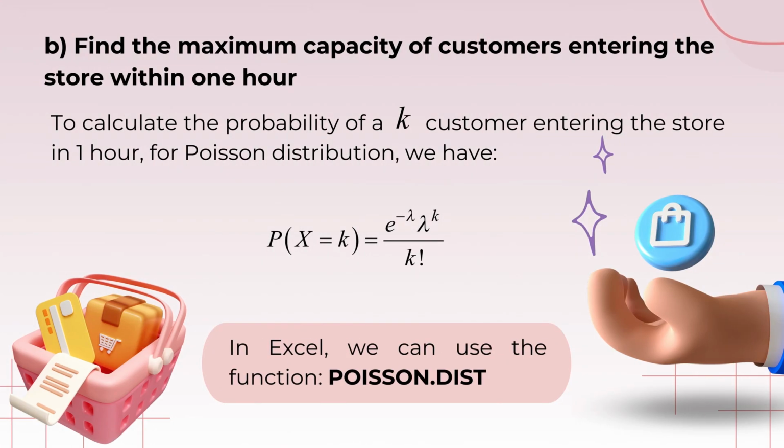B. Find the maximum capacity of customers entering the store within 1 hour. To calculate the probability of k customers entering the store in 1 hour, for Poisson distribution, we have the equation below. In Excel, we can use the function POISSON.DIST. We calculate the number of guests entering in 1 hour ranging from 0 to 30 guests.